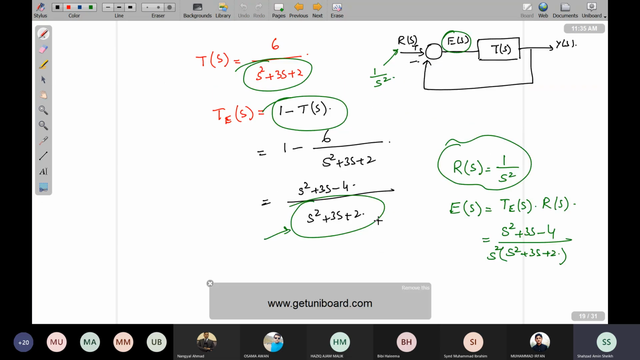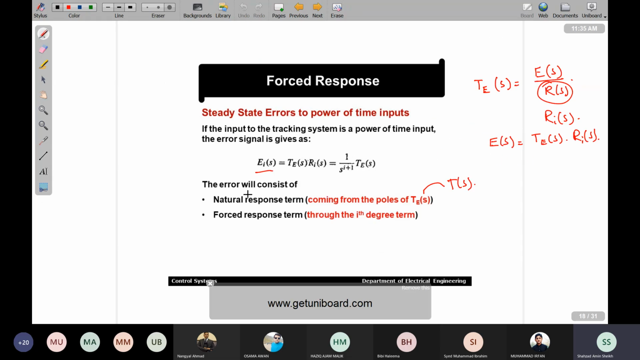So हमने ये जो चीज थी हमने इस चीज को देख लिया कि whenever we will be having any error, we will be talking about EIFS in input to the error of the tracking system in case of any input, power of time input. In that case, the error will be consisting of two portions. One is the natural response term and the other is the forced response term. Natural response term is coming from the poles of TEFS, and the poles of TEFS are the same as the poles of TFS. And the second is force response term, which is coming through the ith degree term.